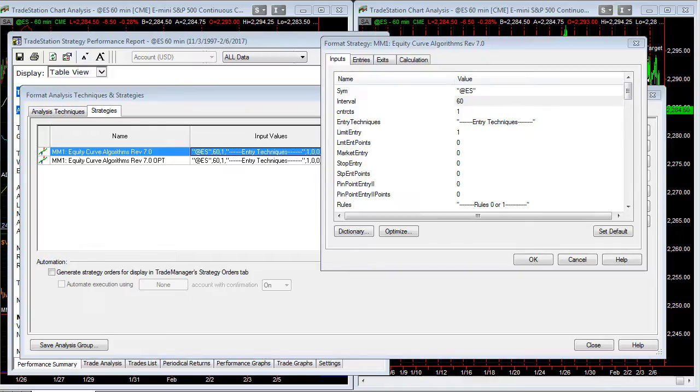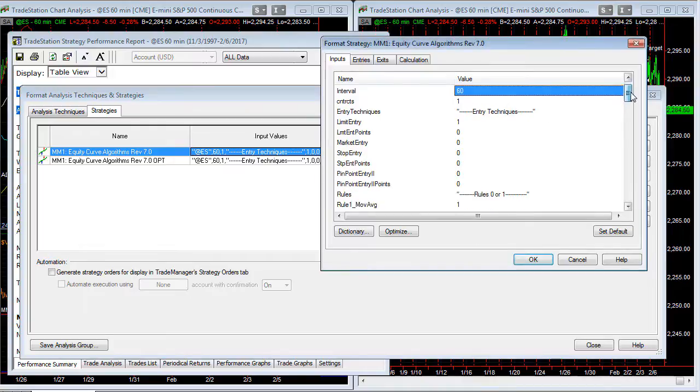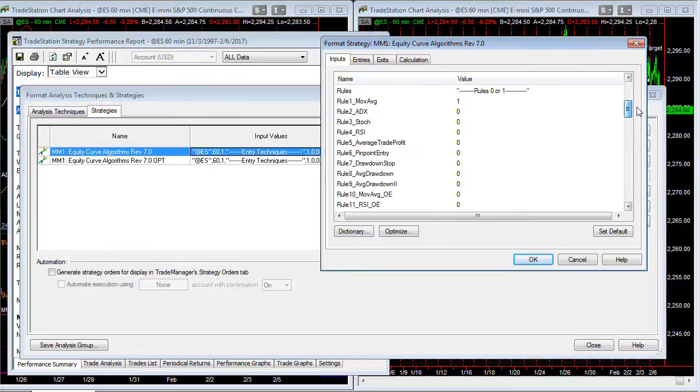Next, we will go over the rules. The rules are under this heading, rule 0 or 1.